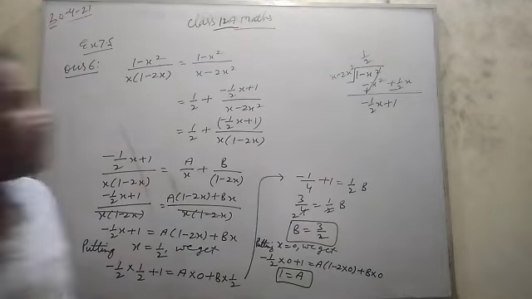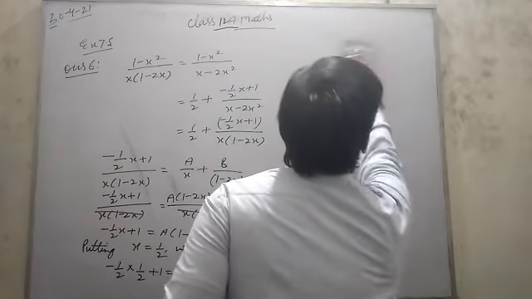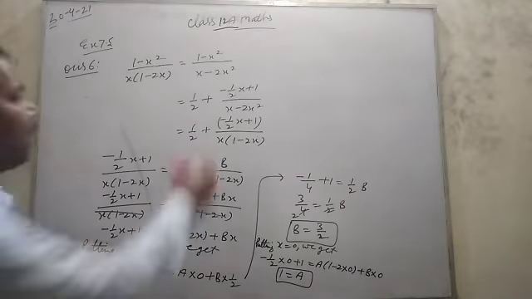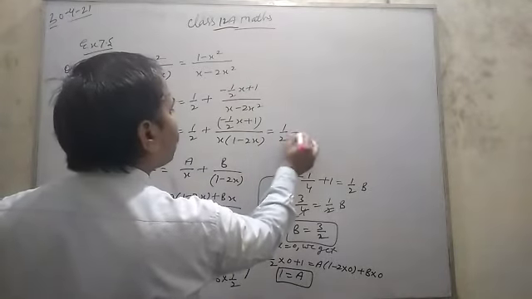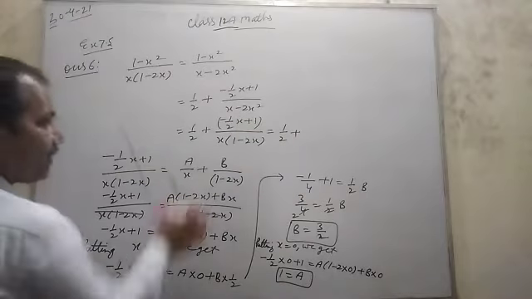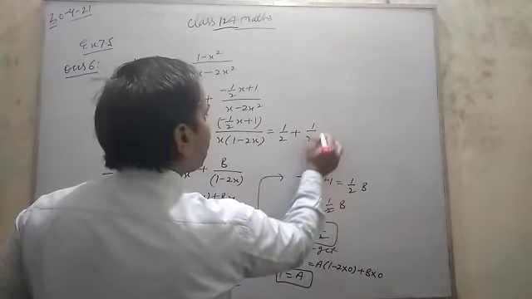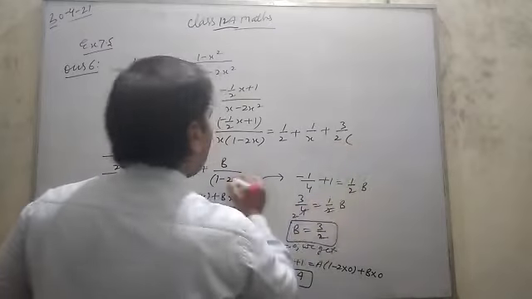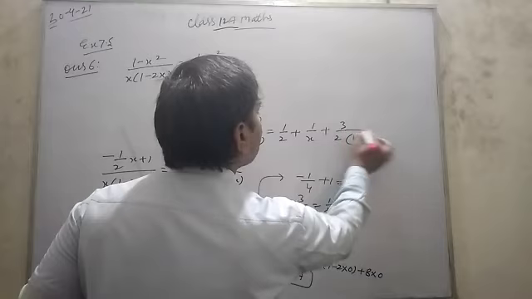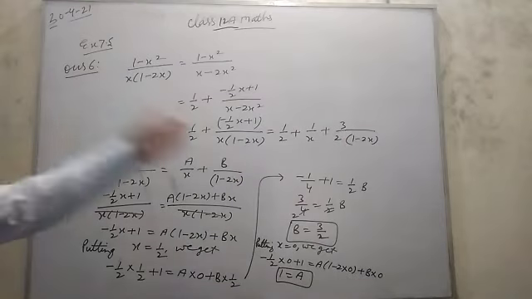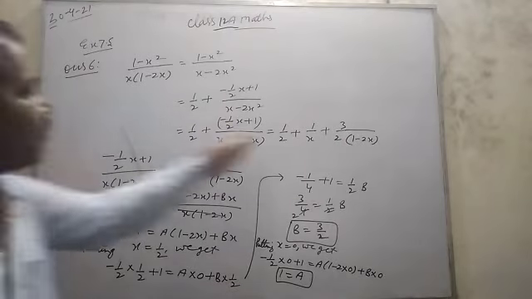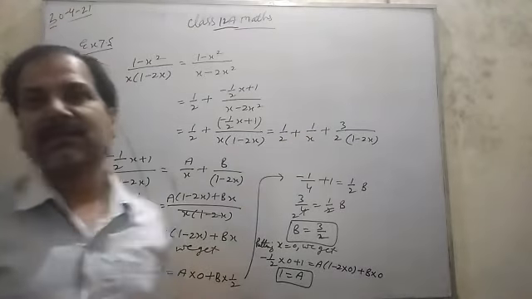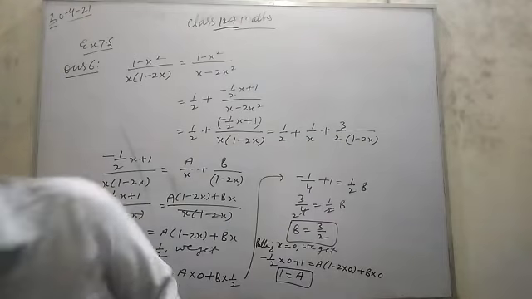Then putting them in, after finding a and b, you can put here 1 by 2 plus, in place of that, a upon x, so a means 1, so 1 upon x, plus the b value 3 by 2 upon 1 minus 2x. Okay. And after that separately you integrate it: 1 by 2 dx plus 1 upon x dx plus like that. Simply you integrate it.